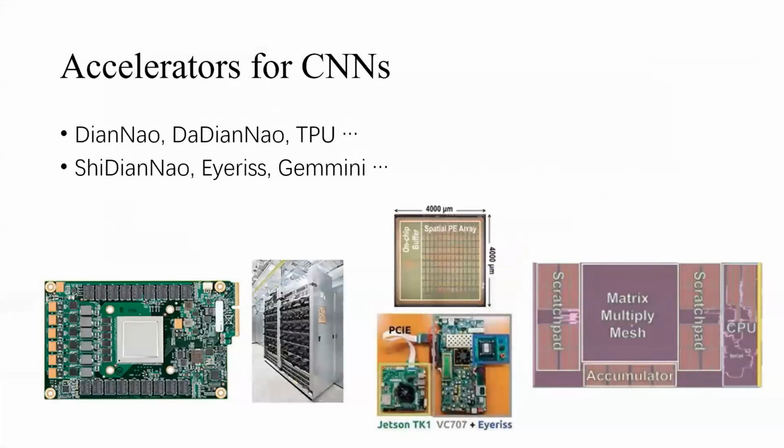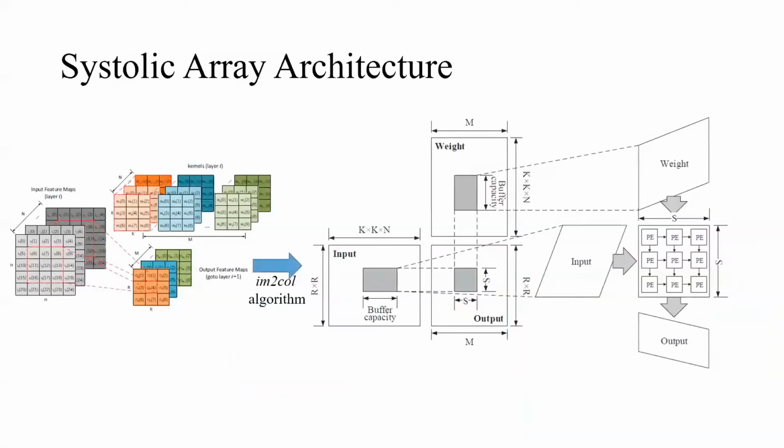Many hardware accelerators for CNNs have been proposed, like TPU and Eyeriss. And we find many hardware accelerators choose the systolic array architecture. The main reason is the simple design and high data reuse chance. These figures show the workflow of a systolic array.